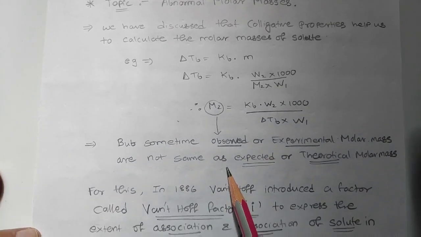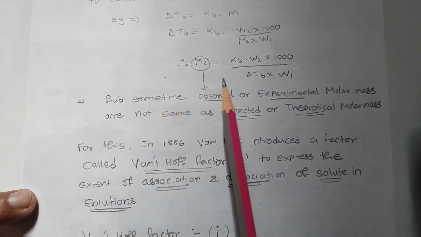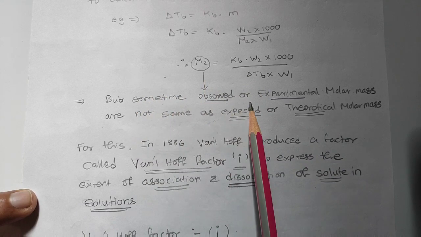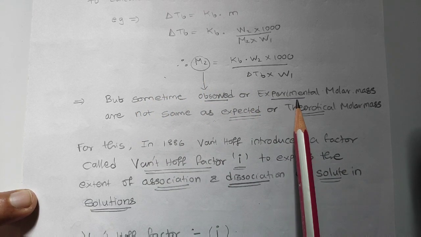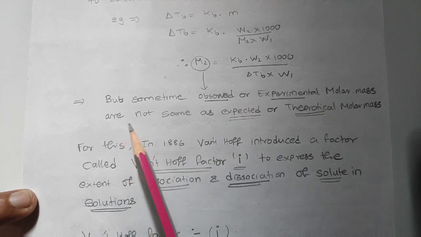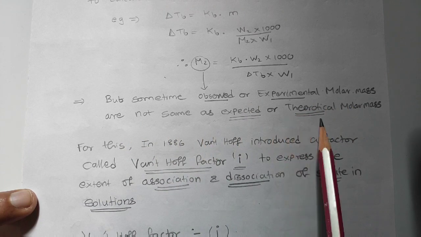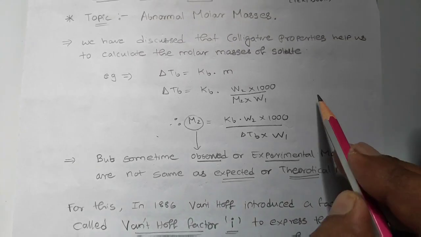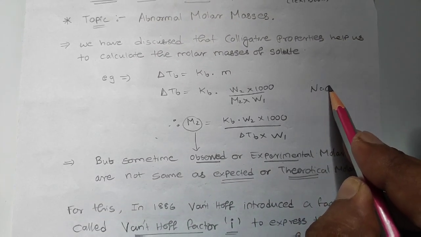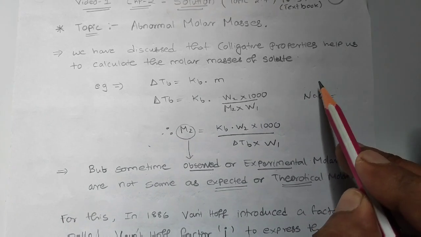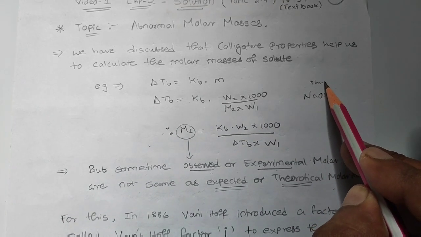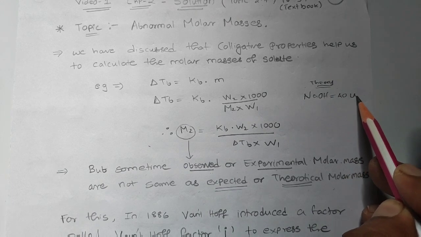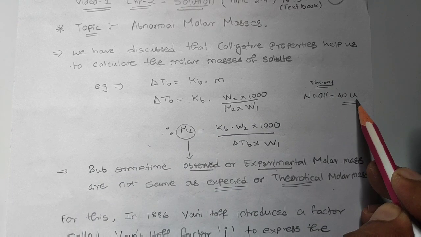But when we find molar mass by this formula, sometimes the observed, or what we call experimental value, of molar mass is not the same as the expected or theoretical molar mass. Suppose I find the molar mass of NaOH. According to our calculation through atomic mass, that is on a theoretical basis, it is 40 u. Clear? That is what you have studied till now.